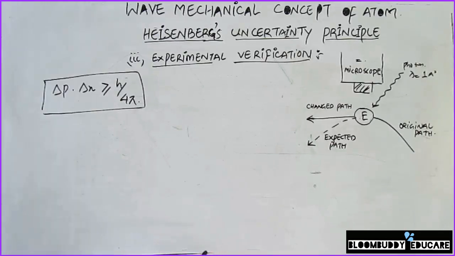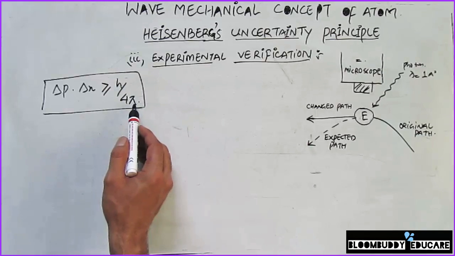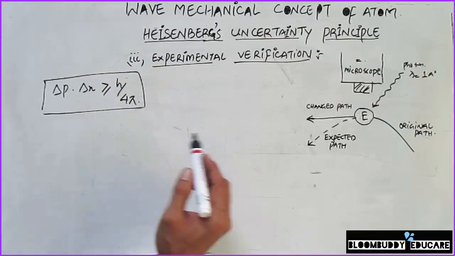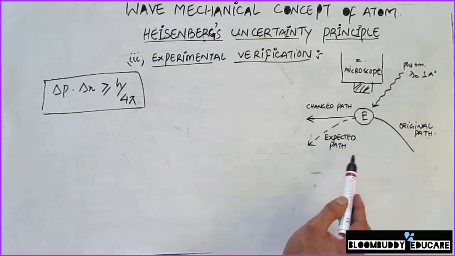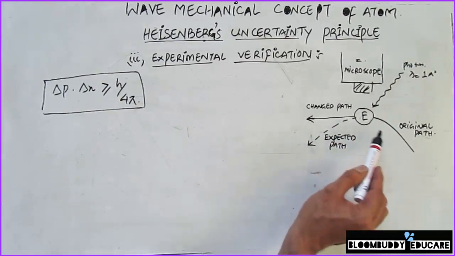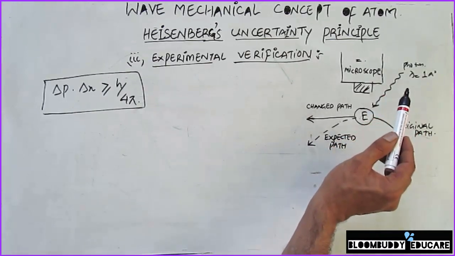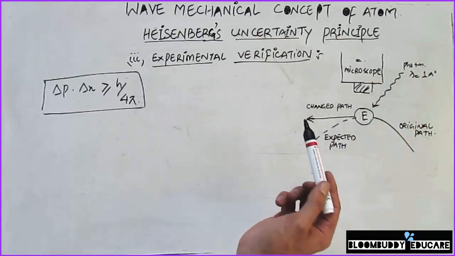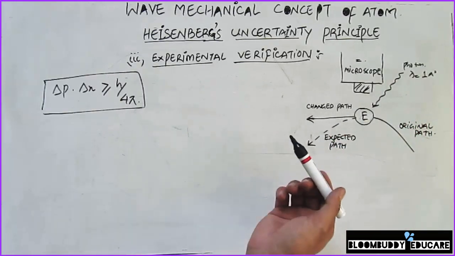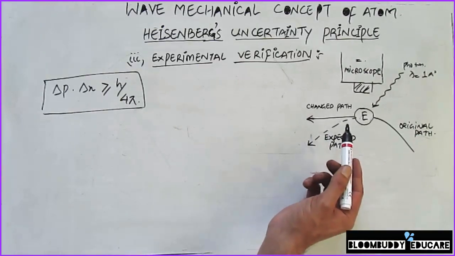In order to look at the experimental verification of Heisenberg's uncertainty principle, delta p into delta x greater or equal to h by 4 pi, let's consider an electron E moving in a circular path. When this electron collides with a photon of light of wavelength, for example 1 angstrom, the photon transfers some of its energy, because it has high energy, to the electron itself, and hence the electron changes its path.